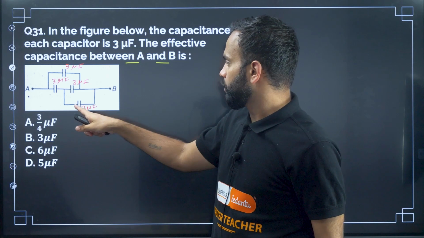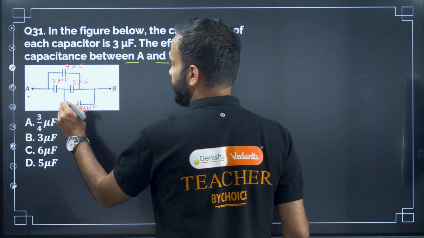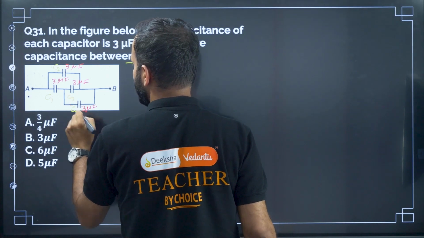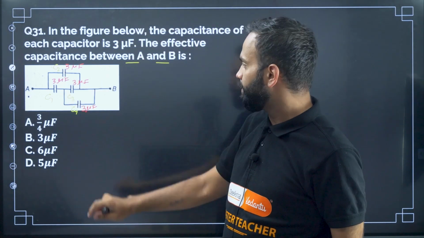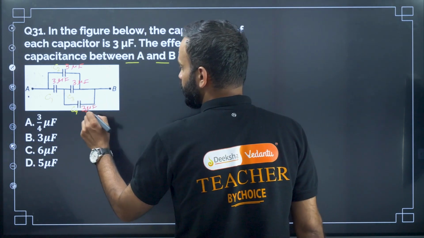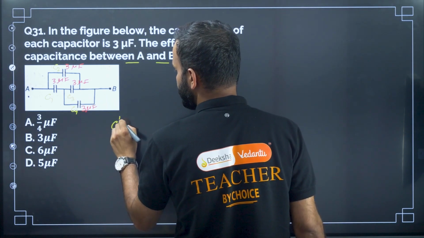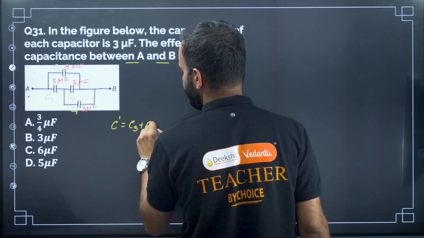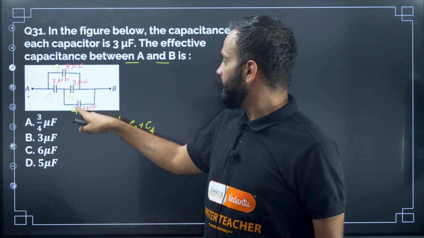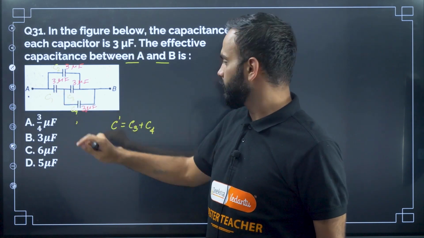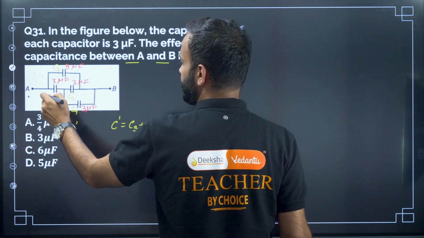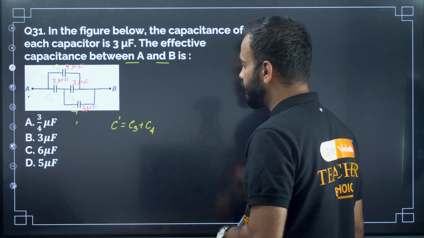If you look closely here, let's name each capacitor: C1, C2, C3 and C4. C3 and C4 both are in parallel, right? So C dash will be equal to C3 plus C4. Now C3 and C4 are in series with C1. Then all of C1, C3, C4 are in parallel with C2, right?